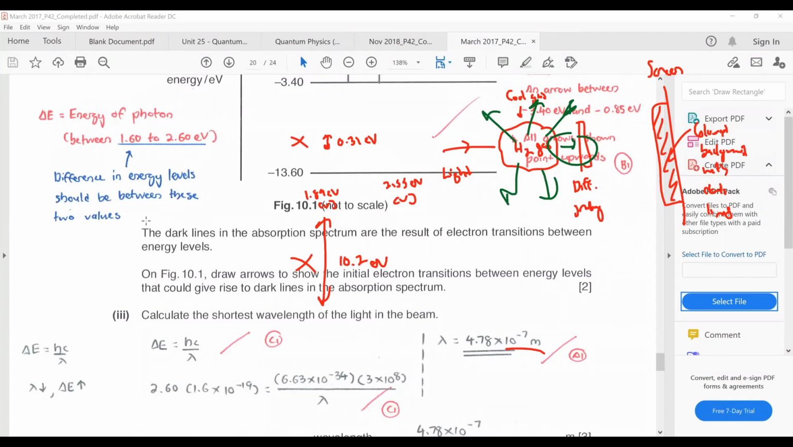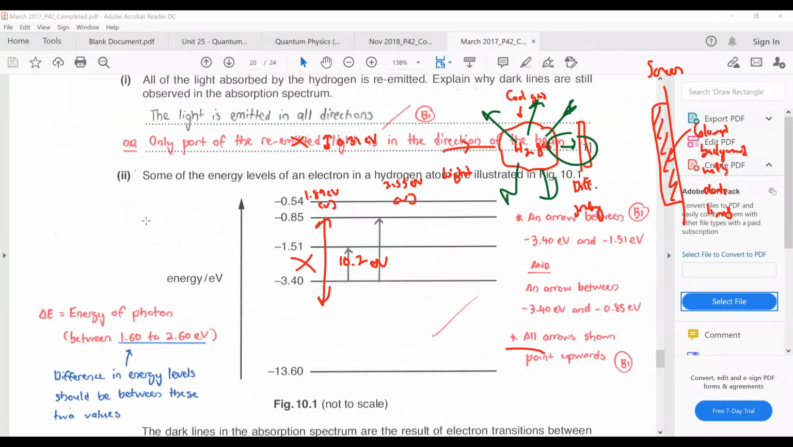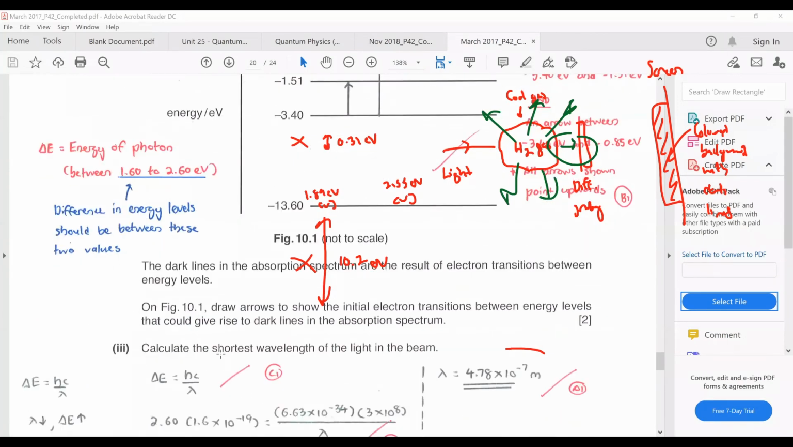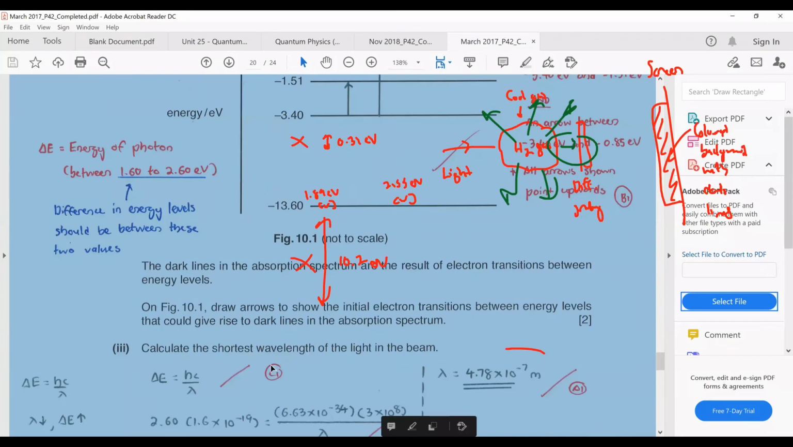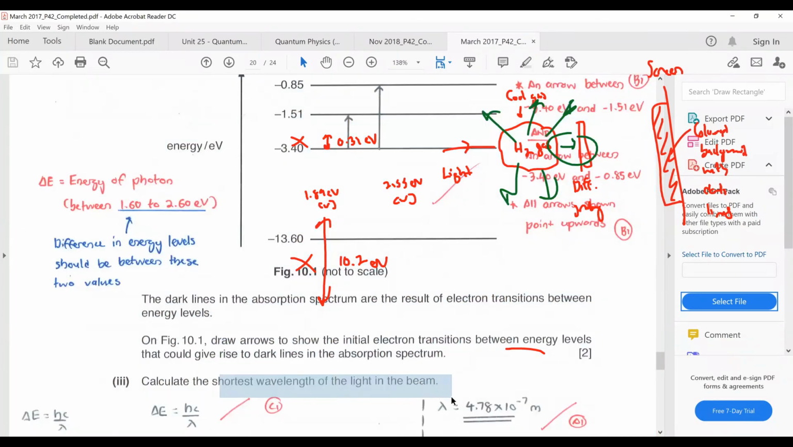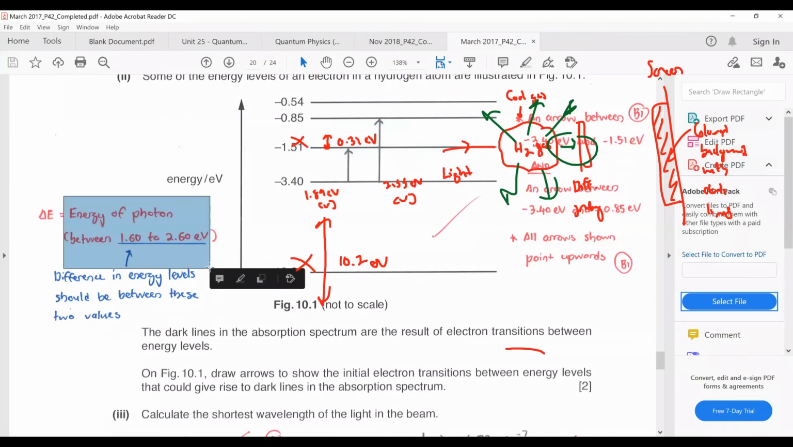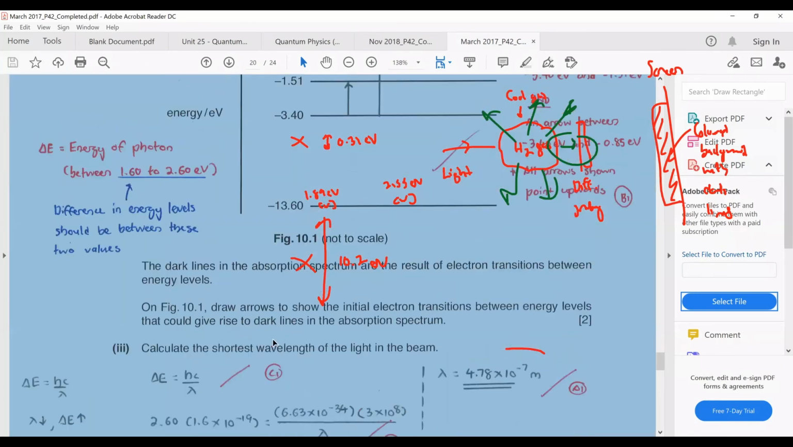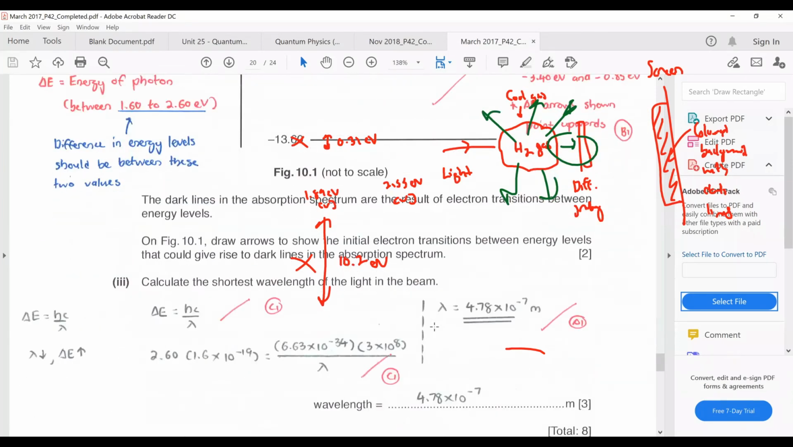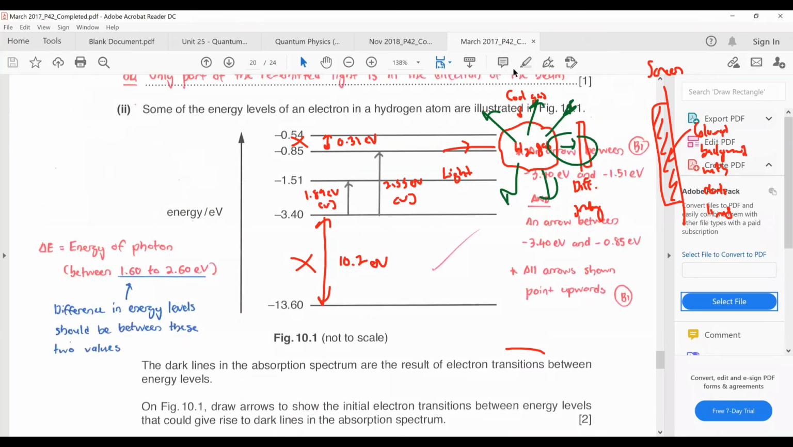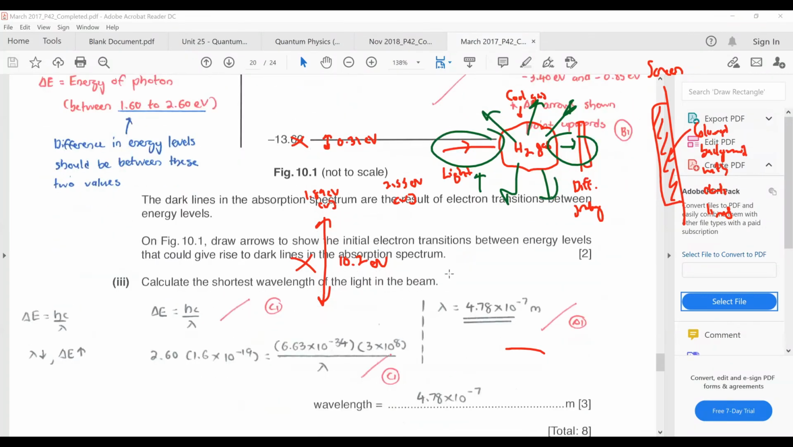So that's that. Then after that, they ask you to calculate the shortest wavelength of the light in the beam. Okay, what's the shortest wavelength of light in the beam? Now your beam is talking about this one. When they ask you the shortest wavelength of light in the beam, you do not necessarily refer to this, you have to refer to this. Maybe I better reword my statement properly. When they ask you to calculate the shortest wavelength of light in the beam, it's talking about this side, about here. What's the shortest wavelength of light in the beam here?